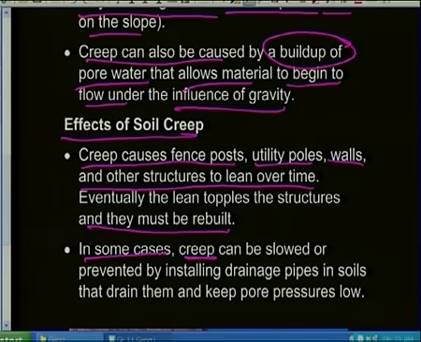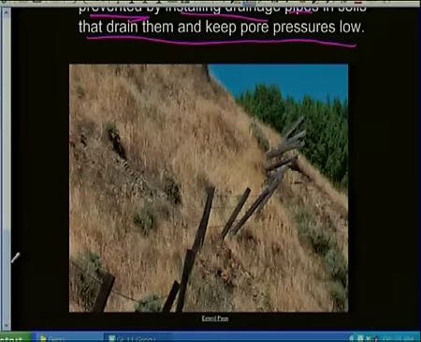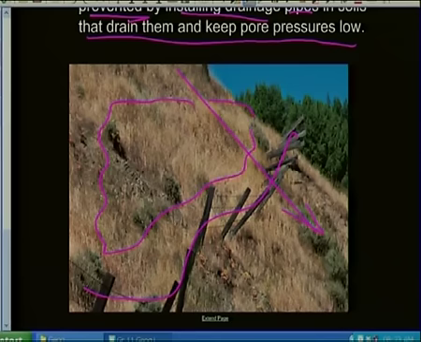In some cases, creep can be slowed or prevented by installing drainage pipes in soils that drain them and keep the pressures low. Here's a typical example of soil creep. You will notice the following. This particular fence leans over and it's on a slope. What has happened here is, over a period of time, the soil in this area becomes loosened and is transported downwards due to gravity. This evidence is shown through the nature of the boundary wall that has been built across the slope. This is a good example of soil creep.